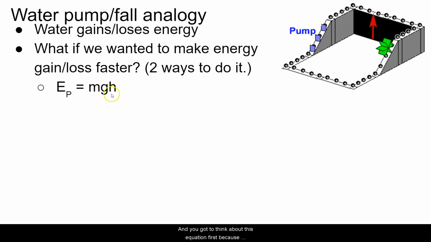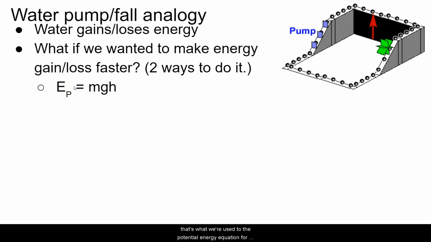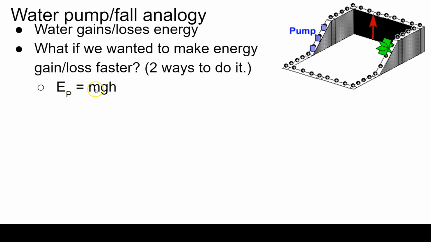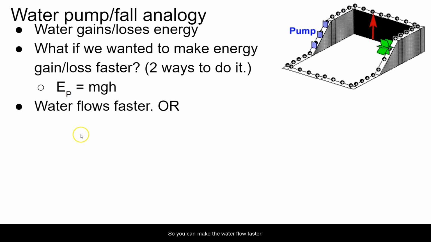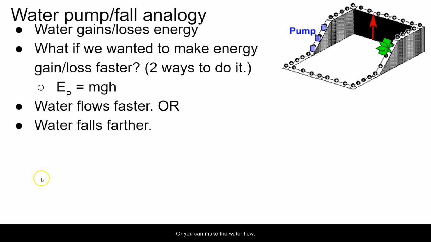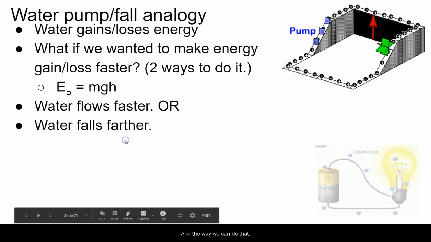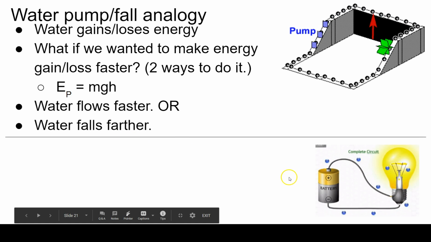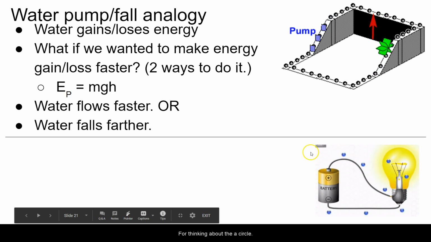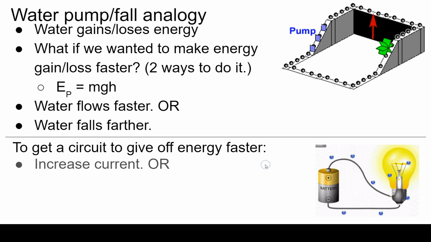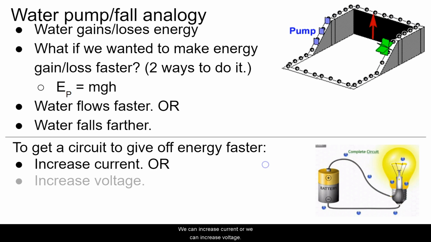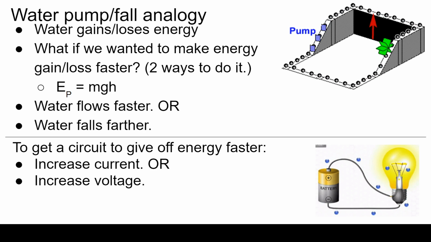You have to think about this equation first, because that's what we're used to, the potential energy equation for gravitational potential energy: mass times gravity times height. So you can make the water flow faster, or you can make the water flow farther. And the way we can do that, if you're thinking about the circuit, to make the energy give off faster, is to increase current or increase voltage.